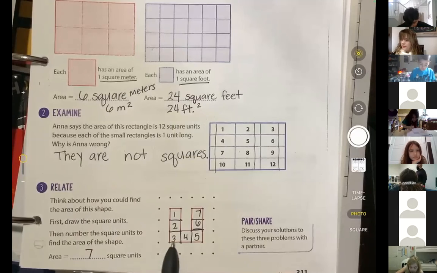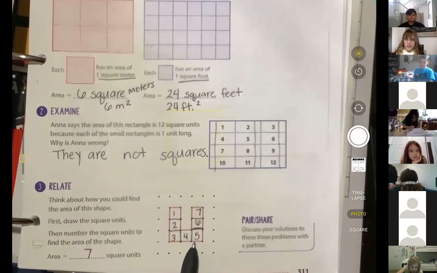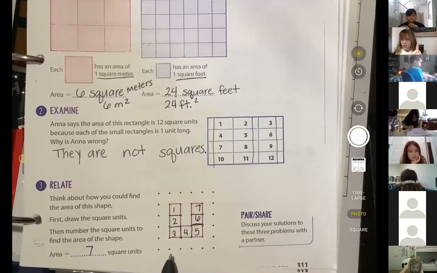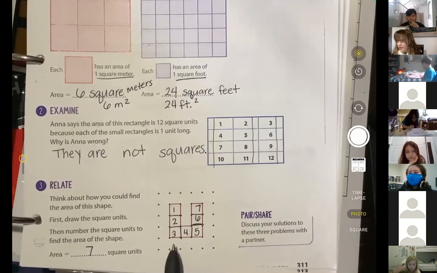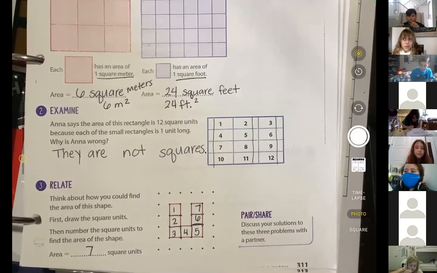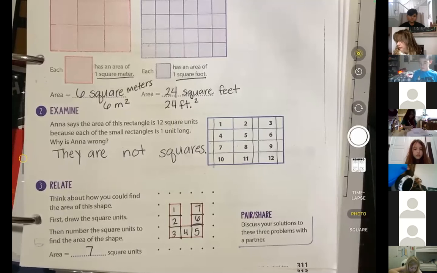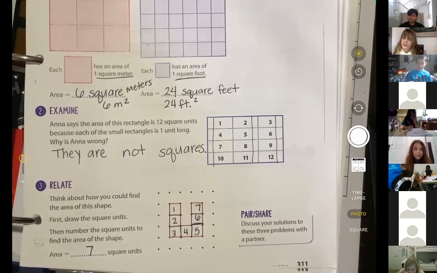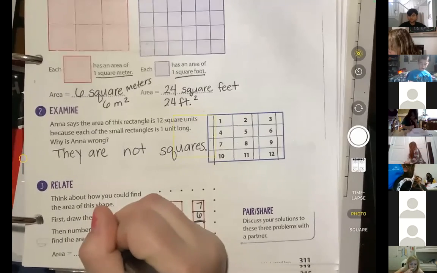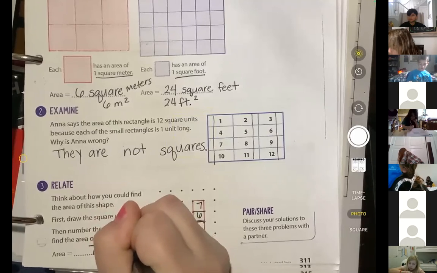Okay, and in this one, they didn't tell us what it is. They didn't ask us to measure. They didn't say each square is a centimeter, each square is a mile, each square is a kilometer. Some new words there for you. They didn't tell us, so we label it as units. We just say square units or units squared.